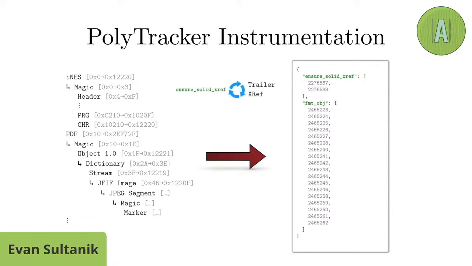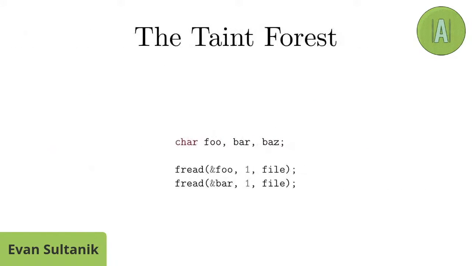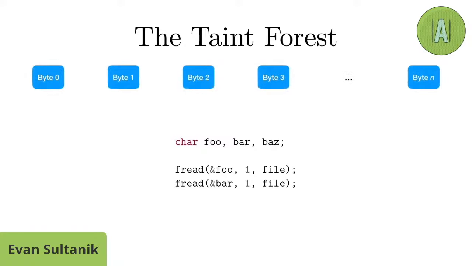So for example, we can see that the ensure solid xref function corresponds to operating on the trailer and xref sections of the PDF. The format object function is operating on PDF object dictionaries, so on and so forth. The way PolyTracker stores this taint information at runtime is using a forest data structure. So if we have this source code that PolyTracker would be instrumenting, there would be a runtime taint forest corresponding to a root node for every input byte offset in the input file.